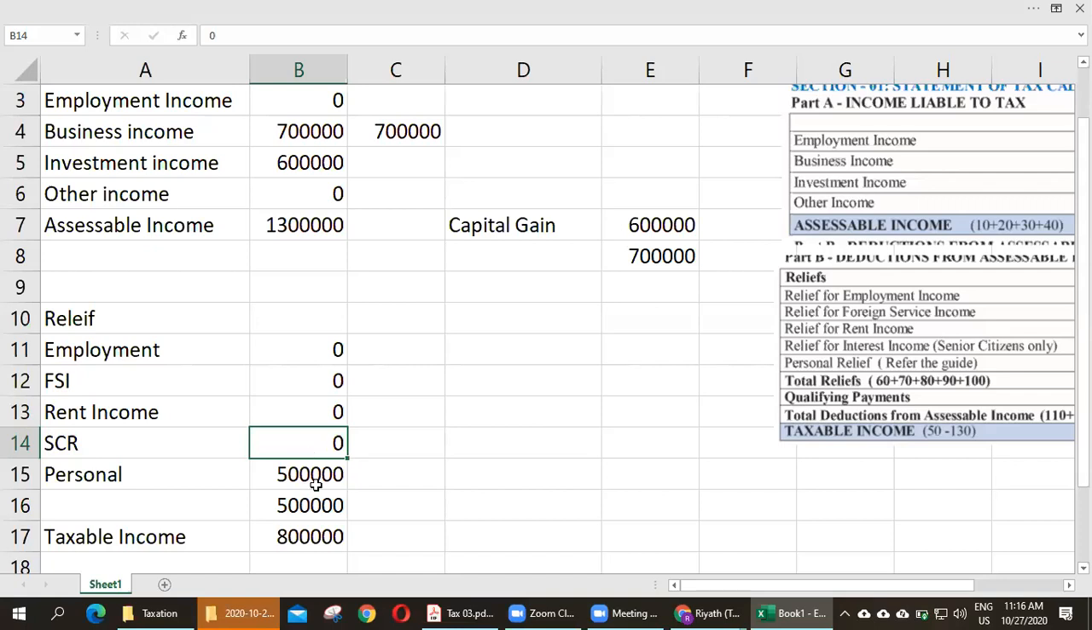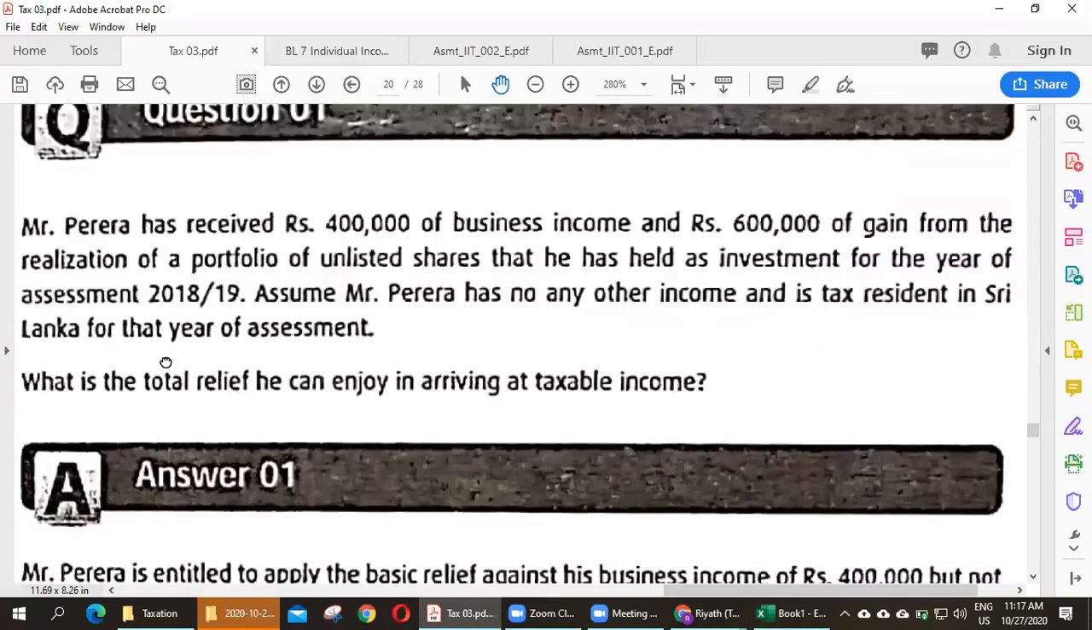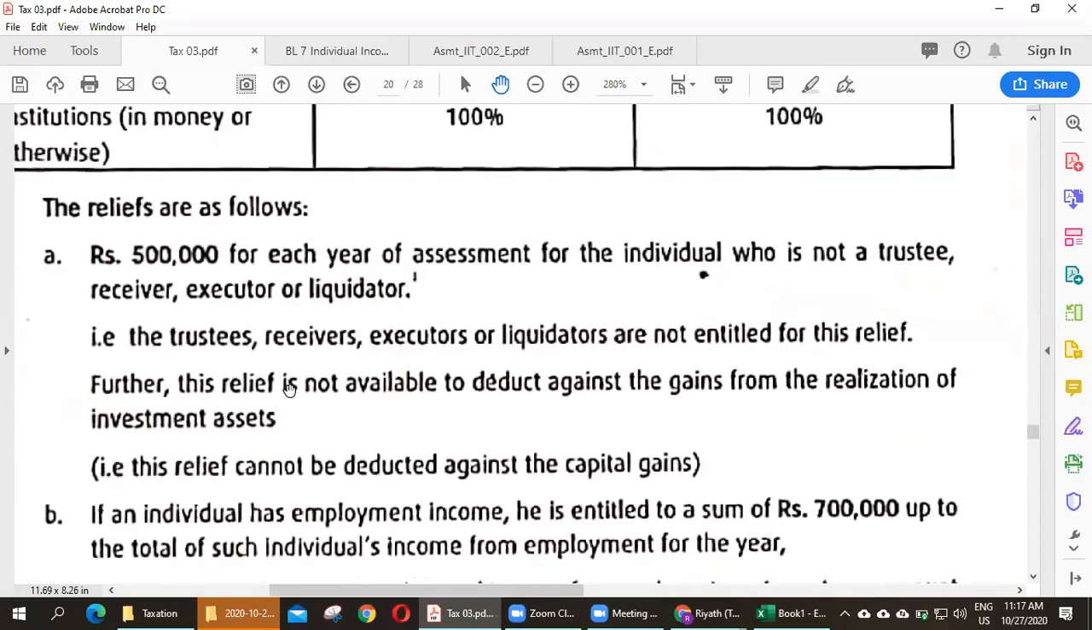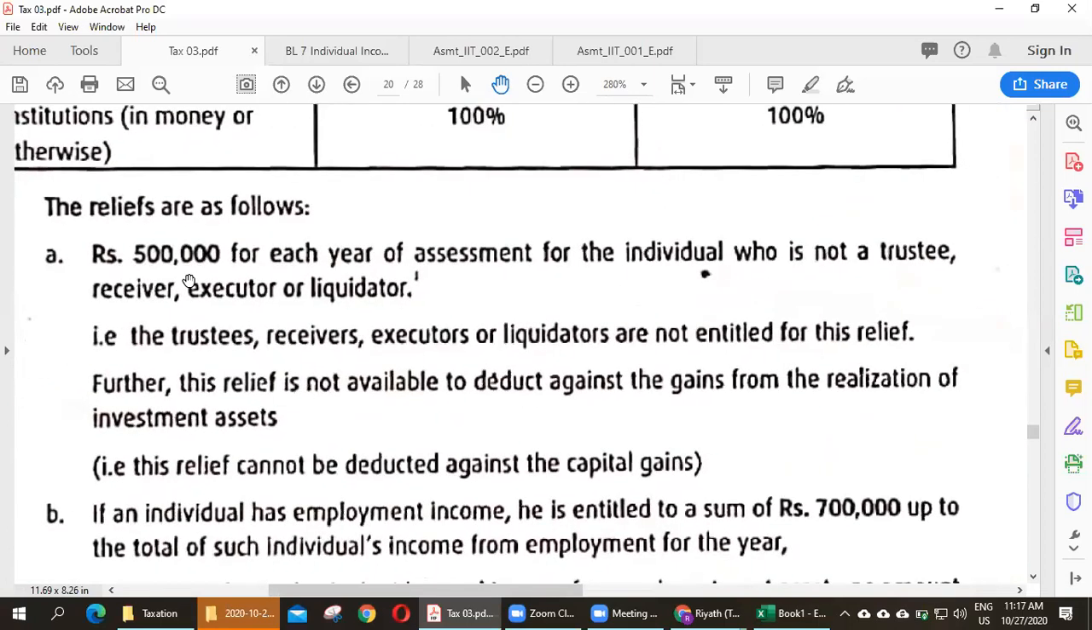Right, and personnel. Now, according to the amendments here, relief is rupees 500,000 for each year of assessment for the individual, right? How much? Maximum 500,000. Further, this relief is not available to deduct against the gain from realization of investment assets.